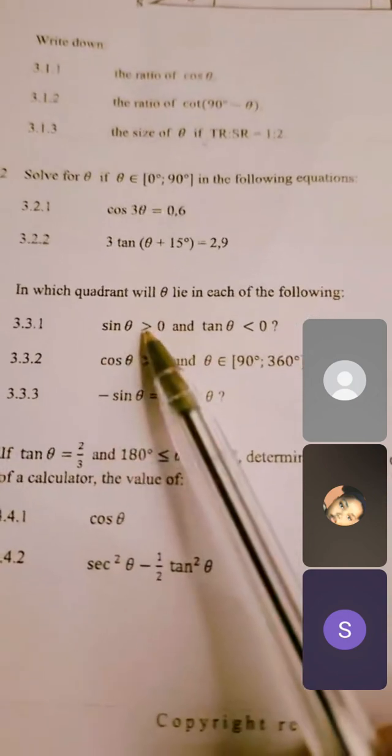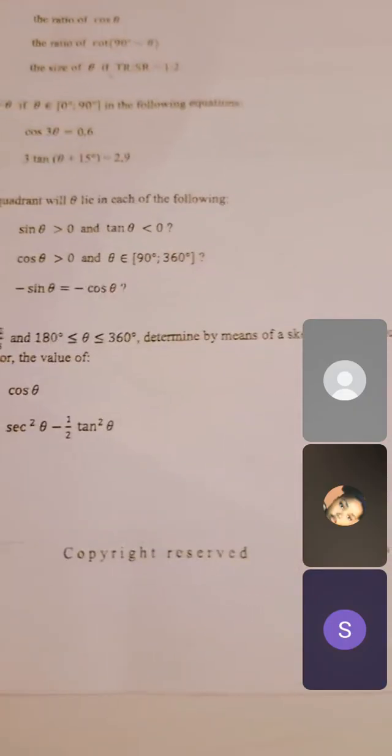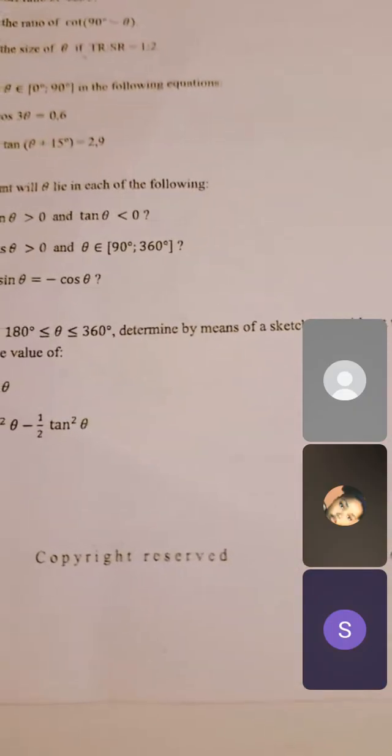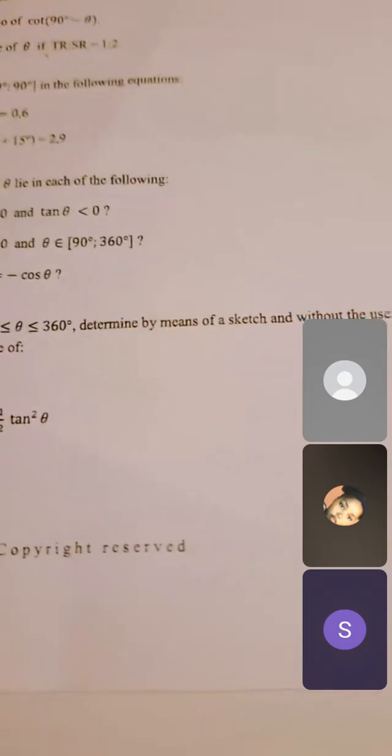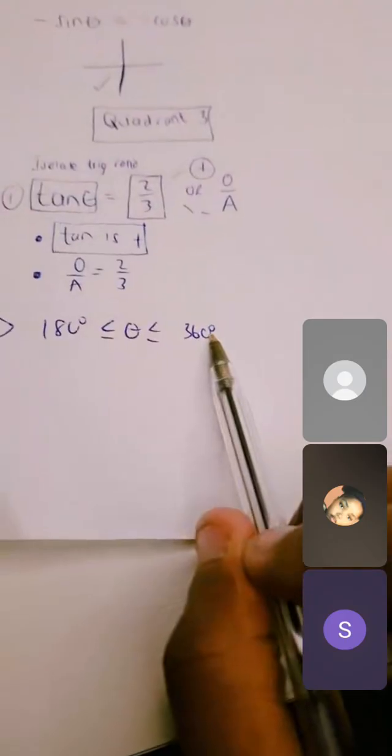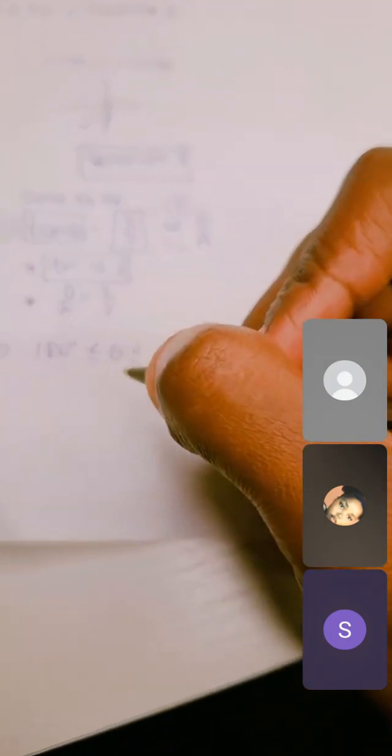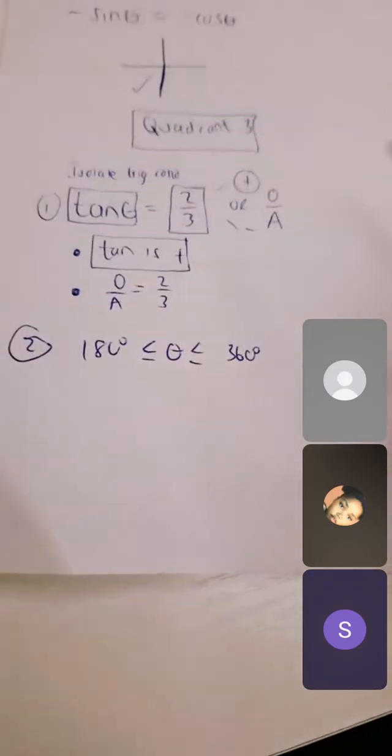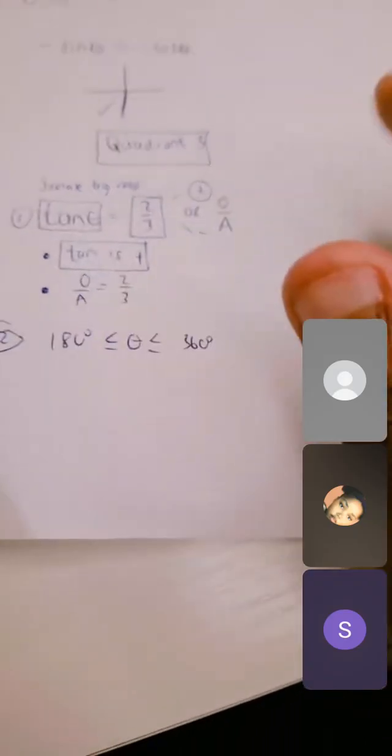Second, the interval. Sometimes we have an interval, sometimes they will have a trig ratio that's either positive or negative. But here we have an interval: theta is greater than or equal to 180, but less than or equal to 360. Do you know which quadrants these are, 180 to 360? It's going to be the third and fourth quadrant.